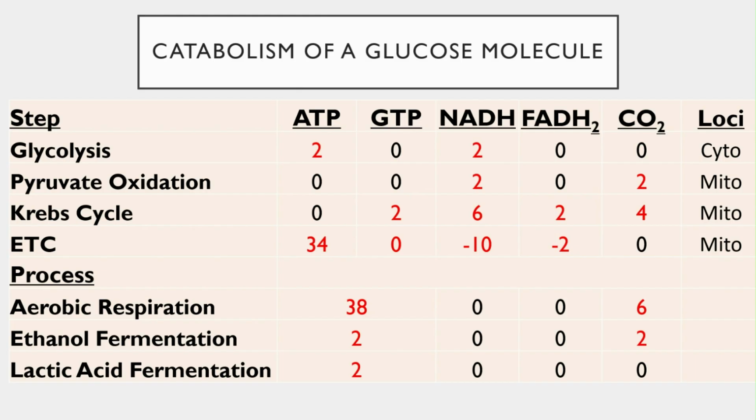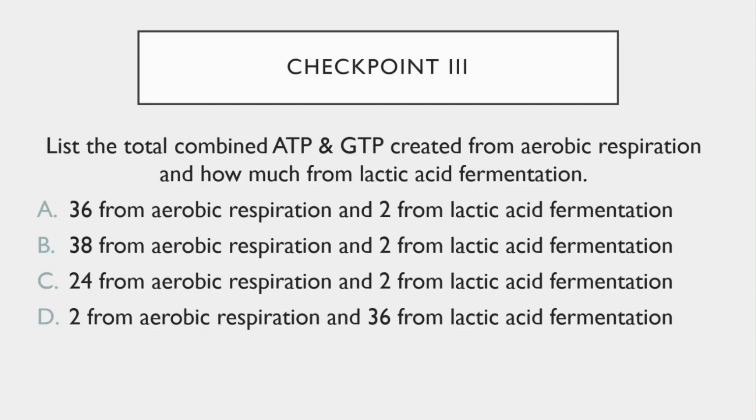Here is a summary for studying purposes of the different steps and processes of carbohydrate metabolism discussed today, and the important numbers and locations of where they occur, to be mindful of. Checkpoint 3. List the total combined ATP and GTP created from aerobic respiration and how much from lactic acid fermentation.